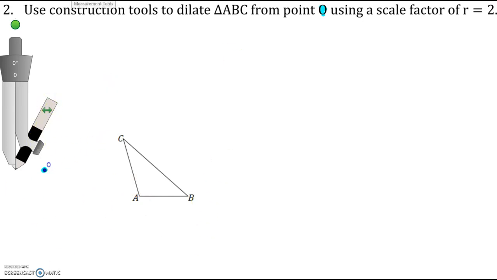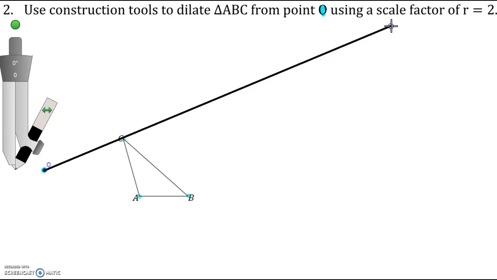So what we have to do is we have to extend a line from the center of dilation through each of these endpoints here that we're going to move. So we're going to take our line tool, and we're going to take point O and go from point O to C and beyond it, from point O to A and beyond it, and the same thing from point O to B.